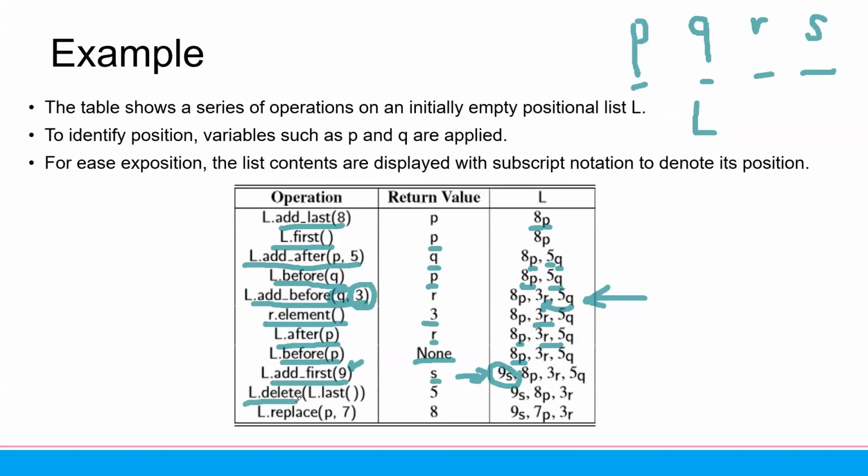Let's suppose I want to delete. And what I'm going to delete is the last element. So the last element is 5Q. So it will return 5 and the 5Q will be deleted. If I want to replace P, 7, we know that P is 8. So when we are modifying the element from 8 to 7, we get the return value 8, and then the element in the position P is changed to 7.